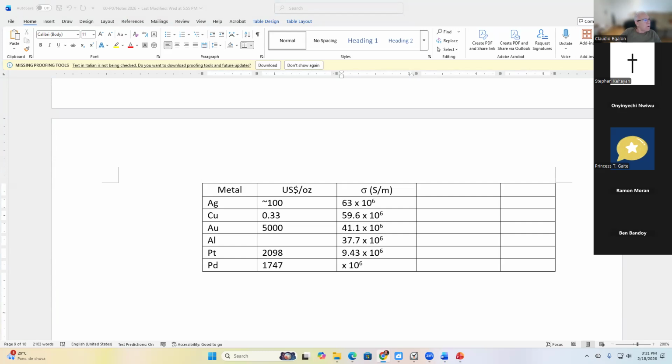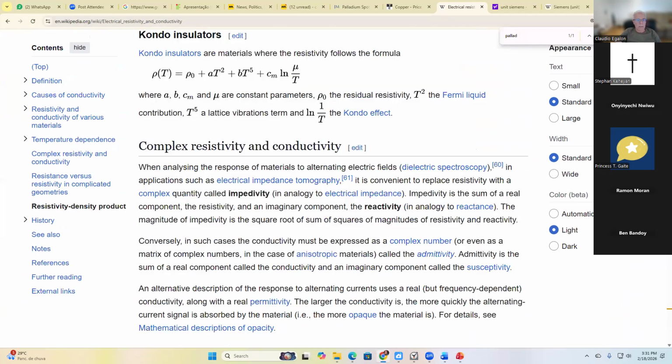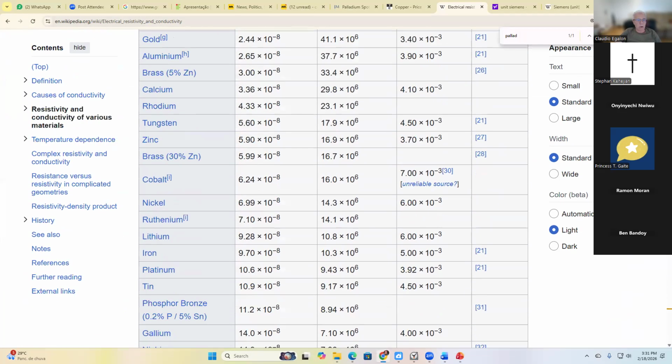They don't have palladium here. Or do they? Let's see. No, they don't have it. What a shame. They don't have palladium in this table for some reason. Okay, I'm going to put a question mark right in here. And let's make sure. Here you go, Wikipedia. That's the table I'm talking about, right?